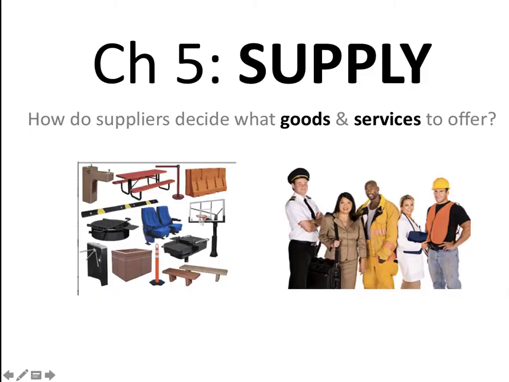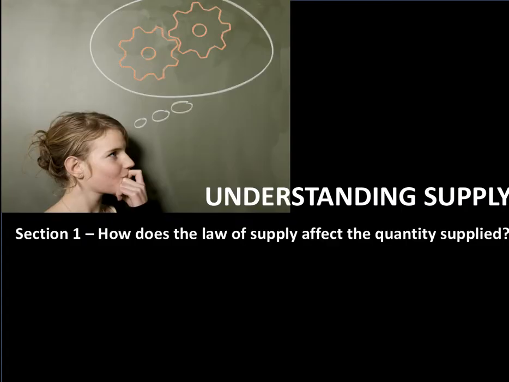In this video, we will be talking about Chapter 5, Supply, focusing on Section 1. How do suppliers decide what goods and services to offer? Up to this point, we have discussed in Chapter 4 the law of demand. Now we're focusing on supply. In Section 1, we will discuss understanding supply. How does the law of supply affect the quantity supplied?